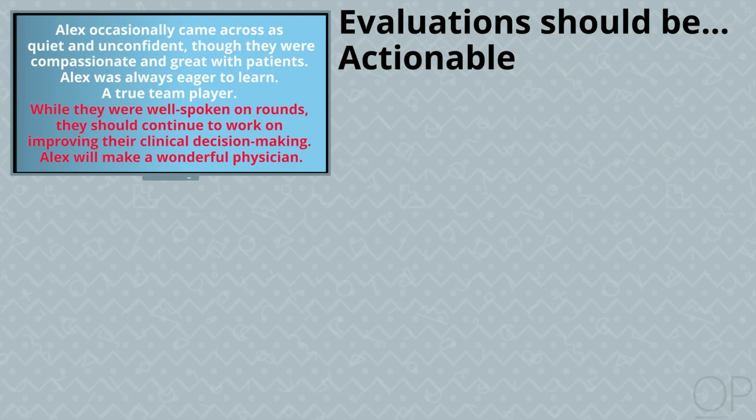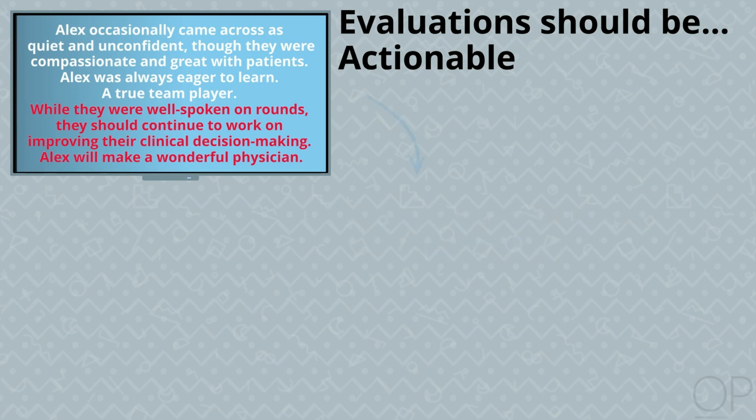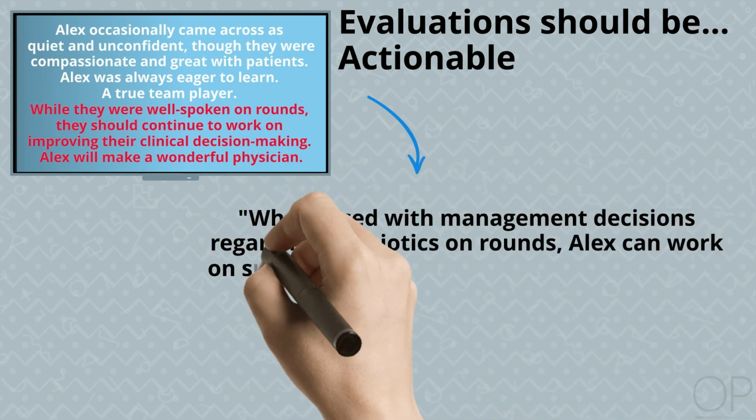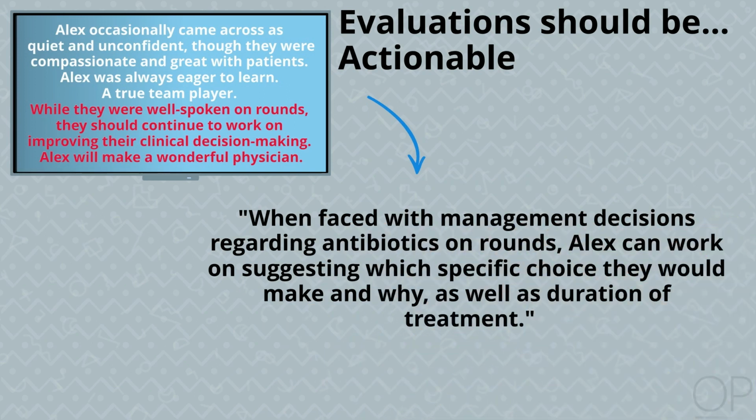While they were well-spoken on rounds, they should continue to work on improving their clinical decision-making. Alex will make a wonderful physician. Language stating that a trainee is well-spoken or articulate might reflect implicit bias and racial stereotyping, so it is important that you use this language carefully. Instead, you may want to consider, when faced with management decisions regarding antibiotics on rounds, Alex can work on suggesting which specific choice they would make and why, as well as duration of treatment. This offers next steps based on observations without introducing bias.